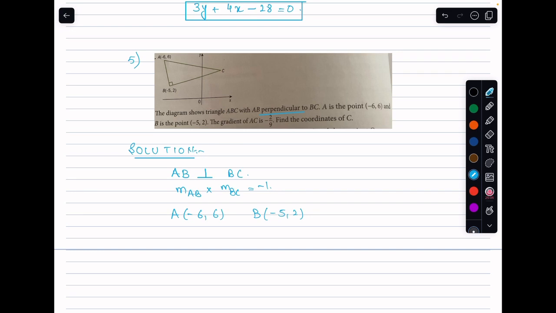Second thing is the gradient of AC. The other information that we have is that the gradient of AC is equal to negative 2 by 9. So find the coordinates of C. C is the common point for AC and BC. Therefore, if I can have the equation of AC and BC and I can solve them simultaneously, I can get the coordinates of C very easily. So this is the mind mapping that I can do before starting the question.